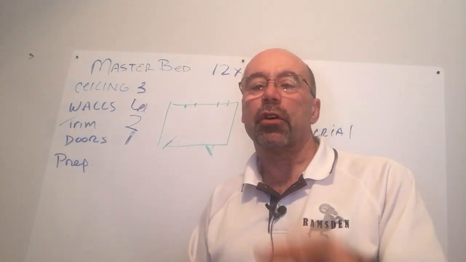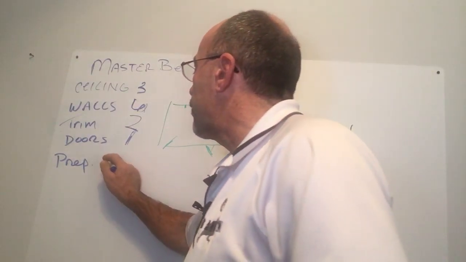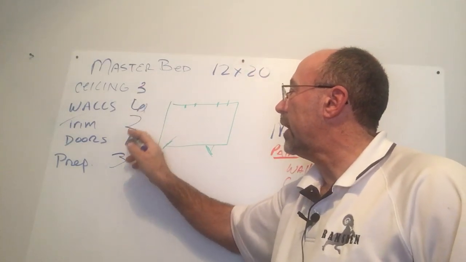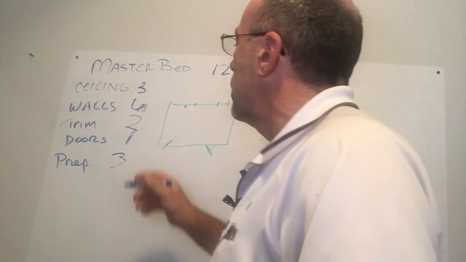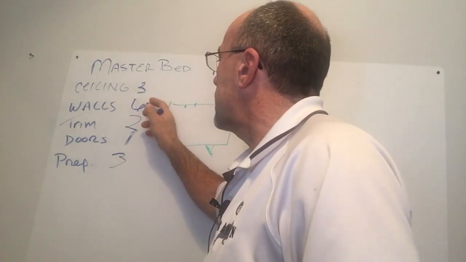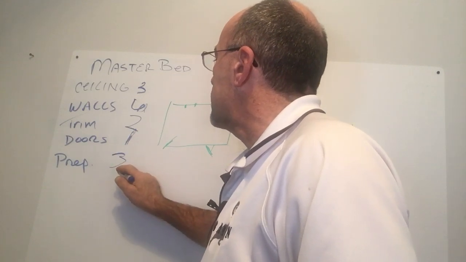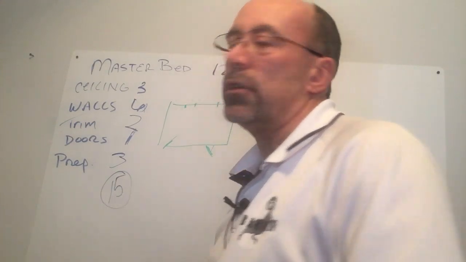So the prep, we're also going to have to put the room back at the end, so we're going to have to factor that in. So we're going to add 3 hours for the prep. So we have 3, 6, 9, 10, 11, 12, 15 hours here. So we have 15 hours to prep and paint this room.